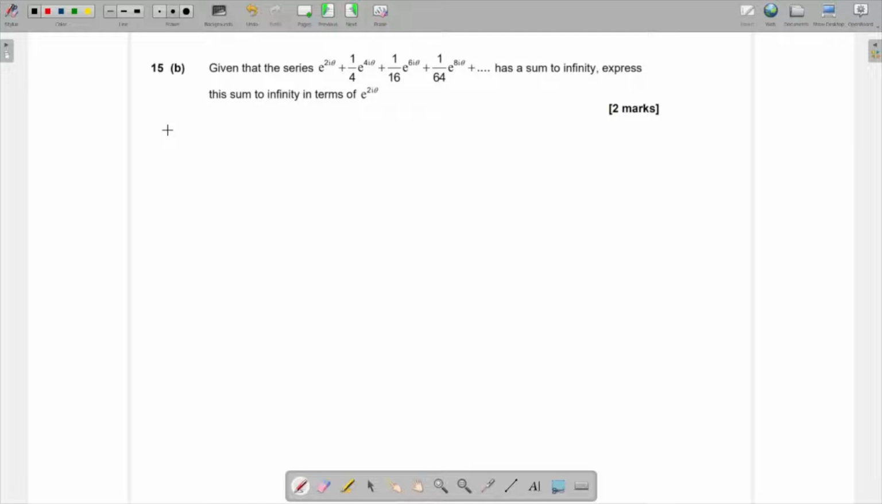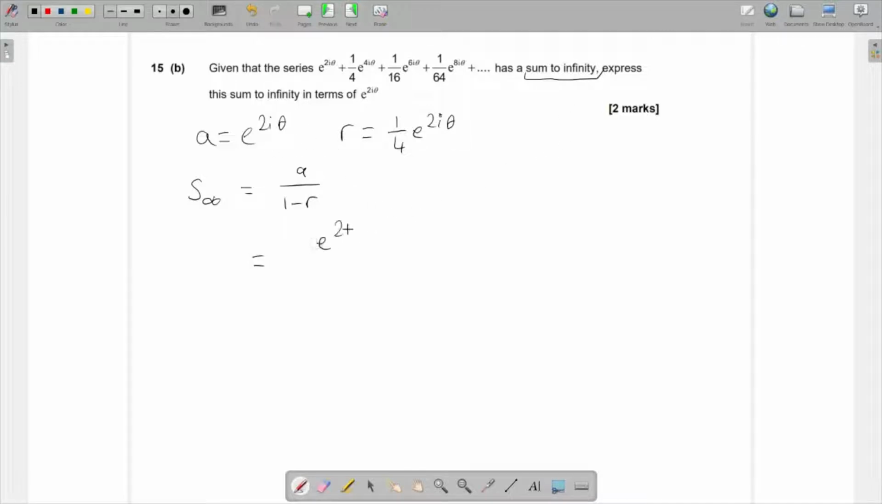So part B should be a fairly straightforward question. They've given us a series and they have said that it has a sum to infinity, and to express this sum to infinity in terms of e to the 2i theta. So from inspection you should be able to see that it is a geometric series. So we can see that the first term a is equal to e to the 2i theta, and for the common ratio just divide the second term by the first term, and it is a quarter e to the 2i theta. The sum to infinity formula is a over 1 minus r, and we've just got to plug it in, so easy 2 marks there.